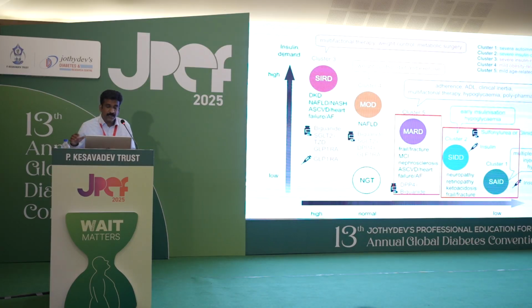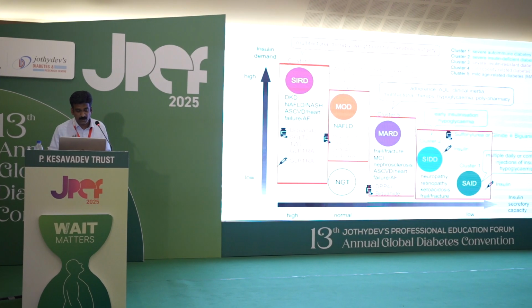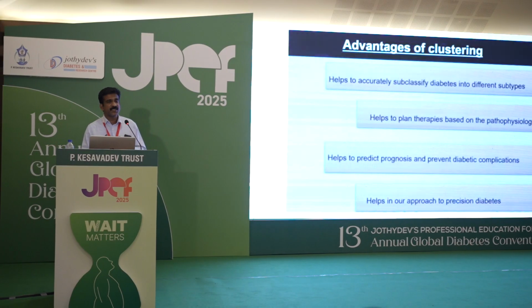Then late onset diabetes, maybe the gliptins, biguanides, and in patients who have a predominant insulin resistance, drugs like the weight loss drugs, SGLT2, thiazolidinediones, the GLP-1 receptor agonist, biguanides, all these are really handy in this group of drugs. So based on this, we have seen the advantages of clustering.